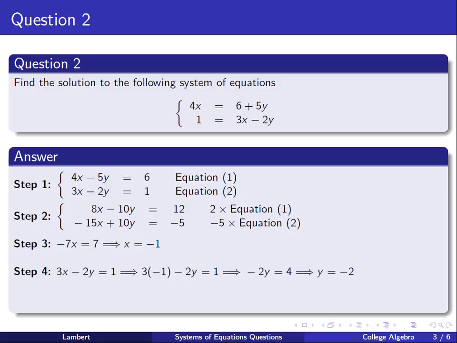So this actually gives us a solution to the system, and that solution is negative 1 for our x value and negative 2 for our y value, so the ordered pair negative 1, negative 2.